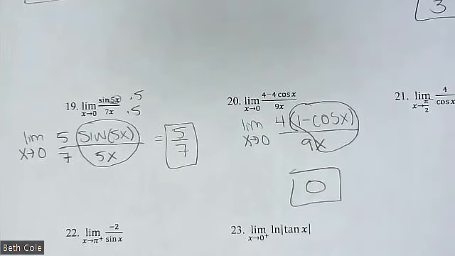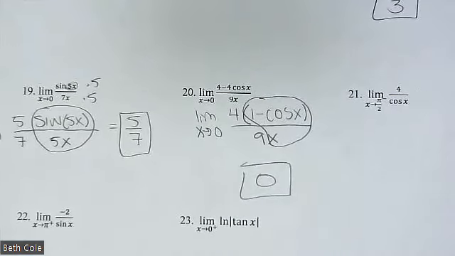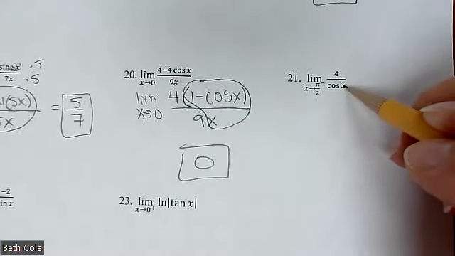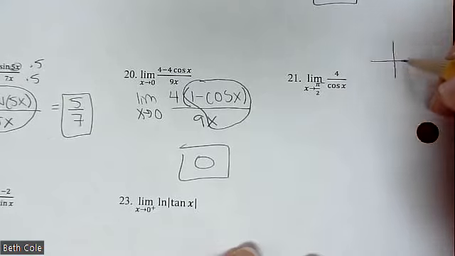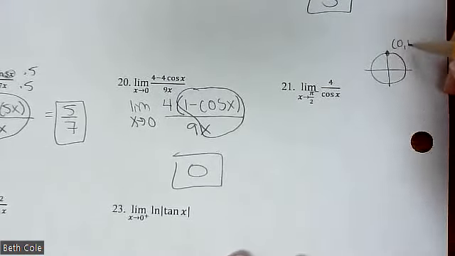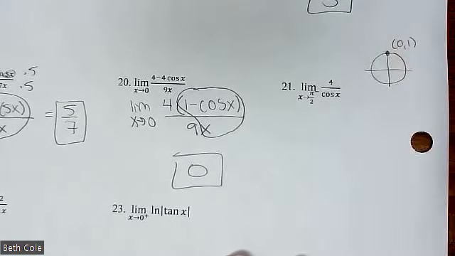These last 3 are a little bit tricky. I'm going to end up drawing pictures for them. If you stick with me, I think I can get them done though. All right. We're going to approach pi over 2. If you do cosine of pi over 2, where is pi over 2 on your unit circle? It's at the top. And cosine is which part of that? X value, which is 0. So if you plug in pi over 2, you end up with 4 over 0. Do you remember what it means if there's a value over 0?